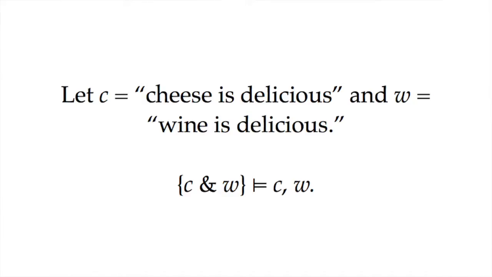This argument is very easy to symbolize. Here's how we symbolize it. We let lowercase c stand for the sentence cheese is delicious. We let lowercase w stand for the sentence wine is delicious. And then the argument is just, in squiggly brackets, c and w, and that entails c. Or, as I said before, if we wanted it to, it entails w. And there's your argument.